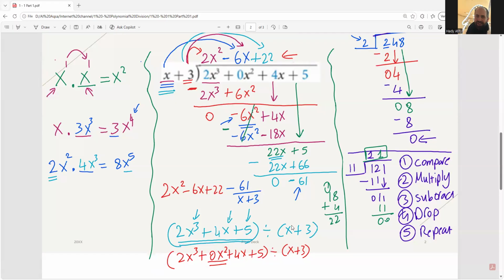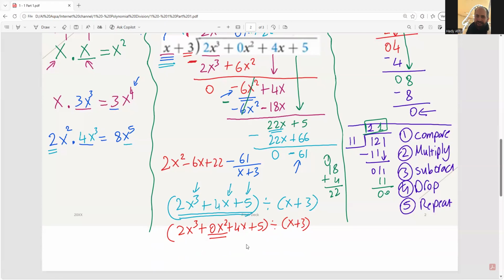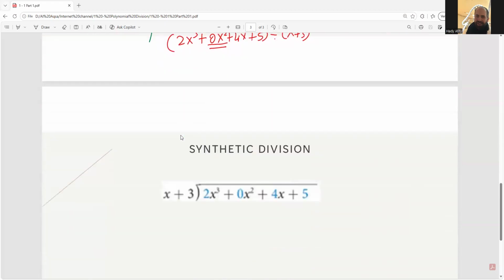We went step by step, and then we found at the end of the problem that the quotient is 2x squared minus 6x plus 22. And we also found out that we have a remainder. So if you have a remainder, you are going to put the remainder with a sign. The remainder was negative 61. So negative 61 divided by the divisor, which is x plus 3, which is great.